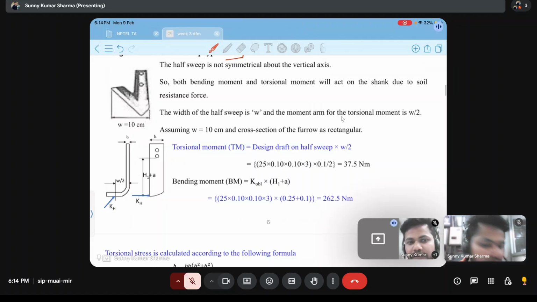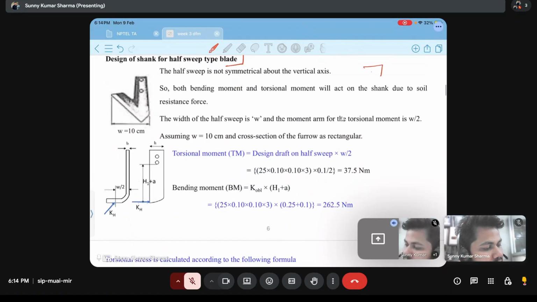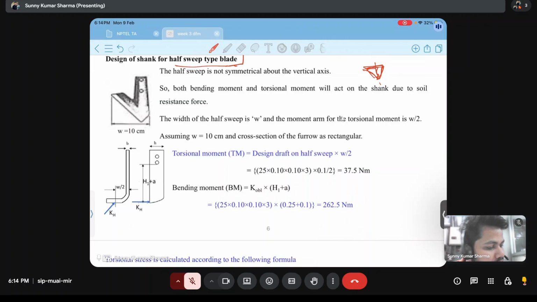Okay, let's proceed for the design of shank for half sweep type blade. As we have discussed, for full sweep it is a symmetrical type working element, so only bending moment will act. But for half sweep type blade, it is non-symmetrical type, so torsion moment will also act on the shank. And torsion moment will also act due to that horizontal force only.